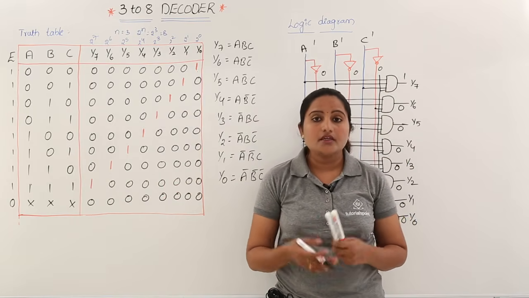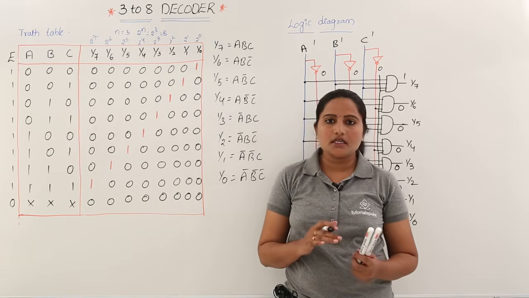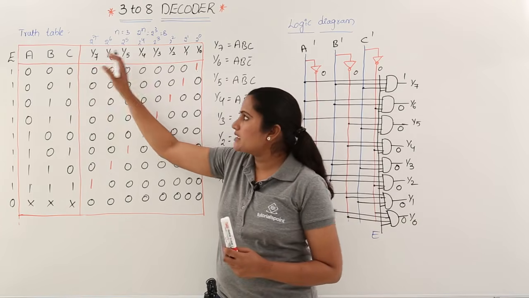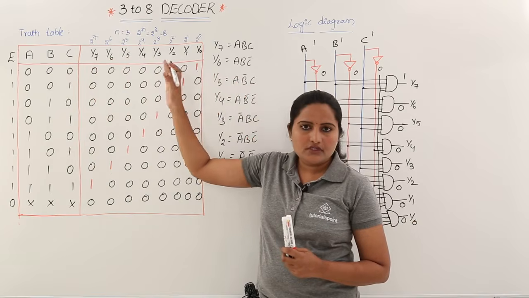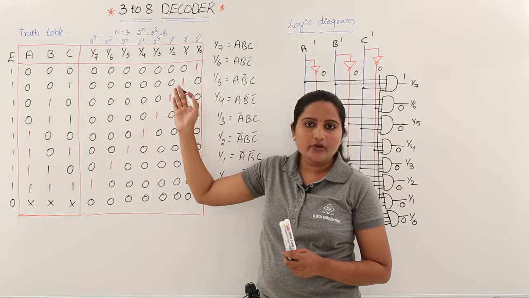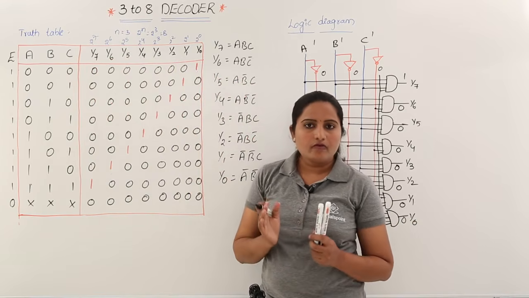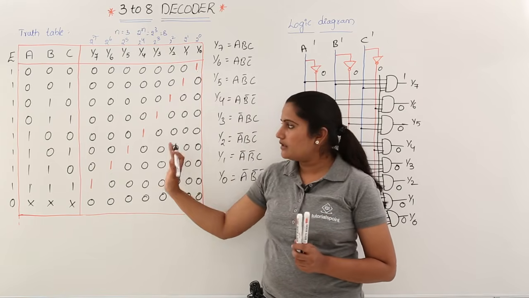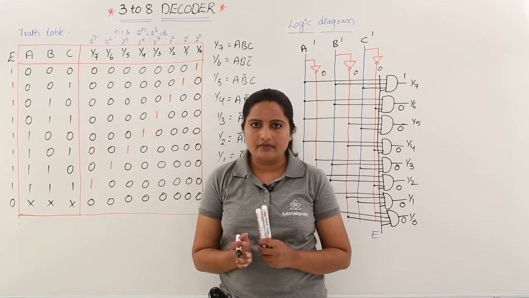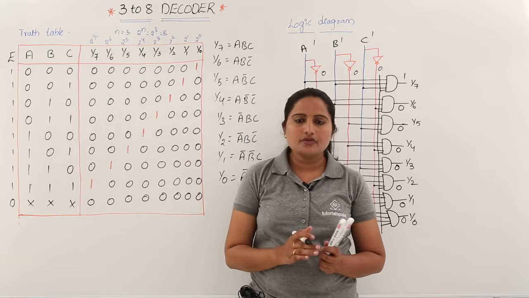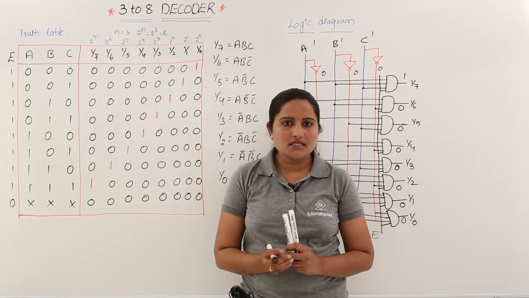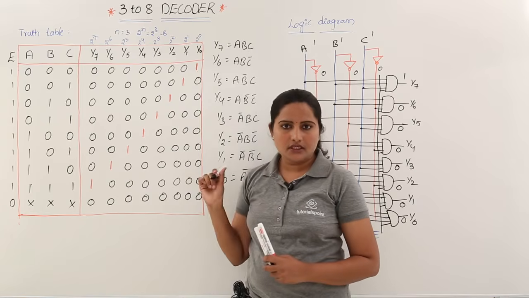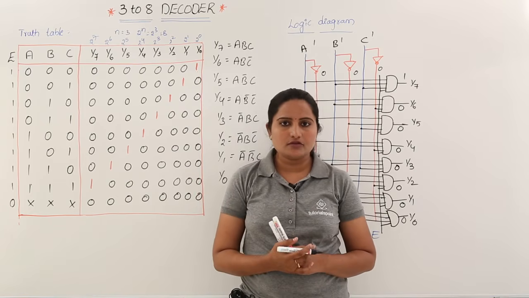In the same way, you can design 4 to 16 decoders. You take A, B, C, D, and a 4 to 16 decoder has 16 output lines, Y15 to Y0. In the same way you will design it, but the number of digits varies from 3 to 8 to 4 to 16. The process is very similar to the 3 to 8 decoder.